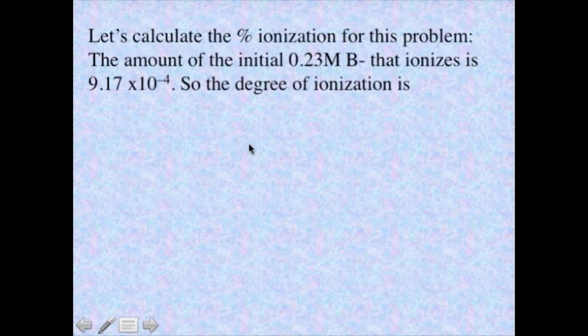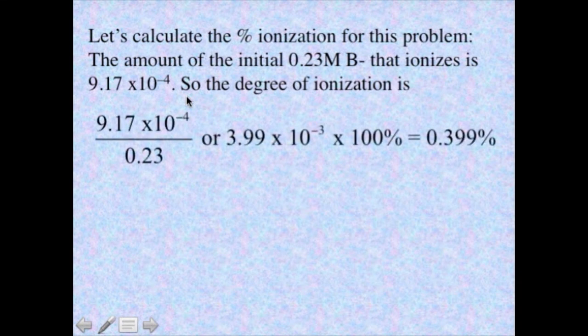Now let's calculate the percent ionization for this problem. The amount of the initial 0.23 molar B minus that ionizes is 9.17 times 10 to the minus 4. So the degree of ionization is the amount that ionizes divided by the initial amount, which comes out to be 3.99 times 10 to the minus 3. That's the degree of ionization. And if we multiply that by 100, we get the percent ionization, 0.399.